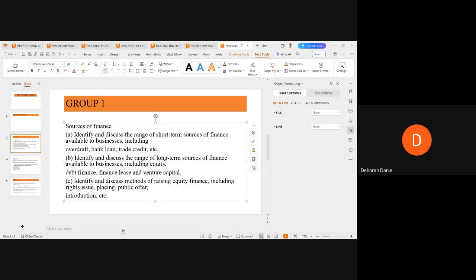For equity finance, this is money from shareholders to run the day-to-day activities of businesses in terms of getting these assets, buildings, and machines, like I've stated earlier. So we also have debt finance. This is borrowing.